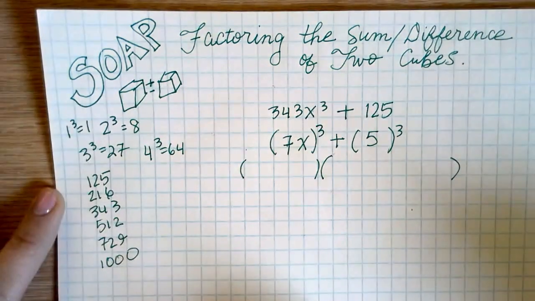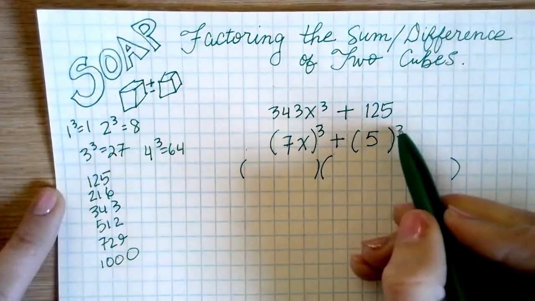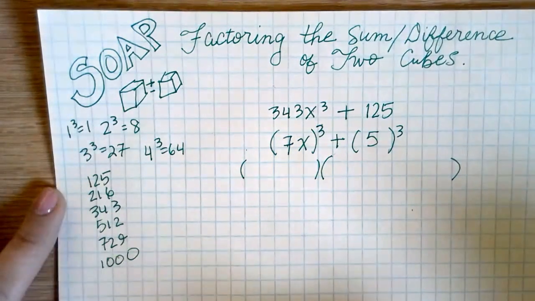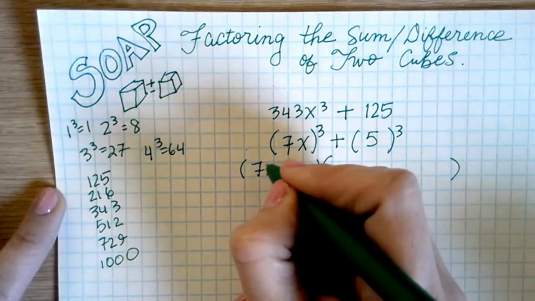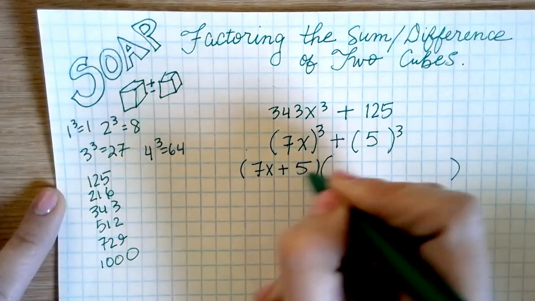The trick, the cheap shortcut, is we take off these 3's, we put them in our pocket, save them for later to sprinkle our fairy dust. What's left behind when we took off the 3's? Just the 7x plus 5. Boom, our first factor is done.